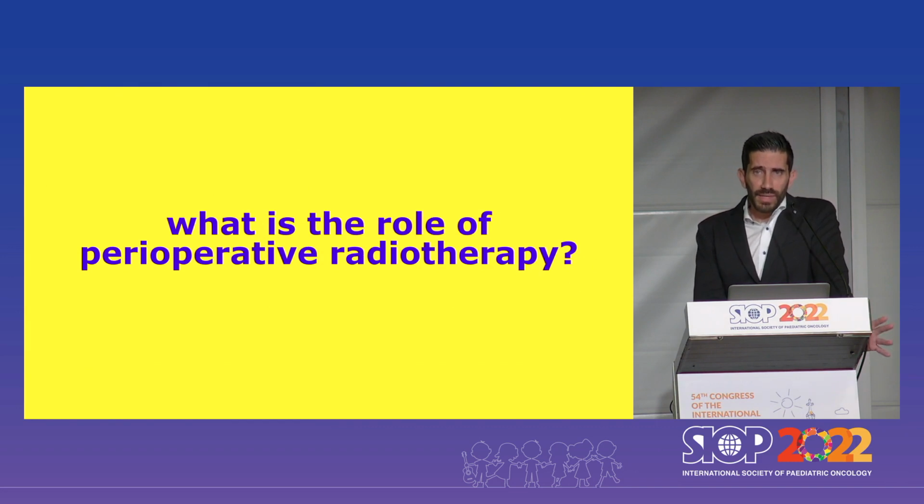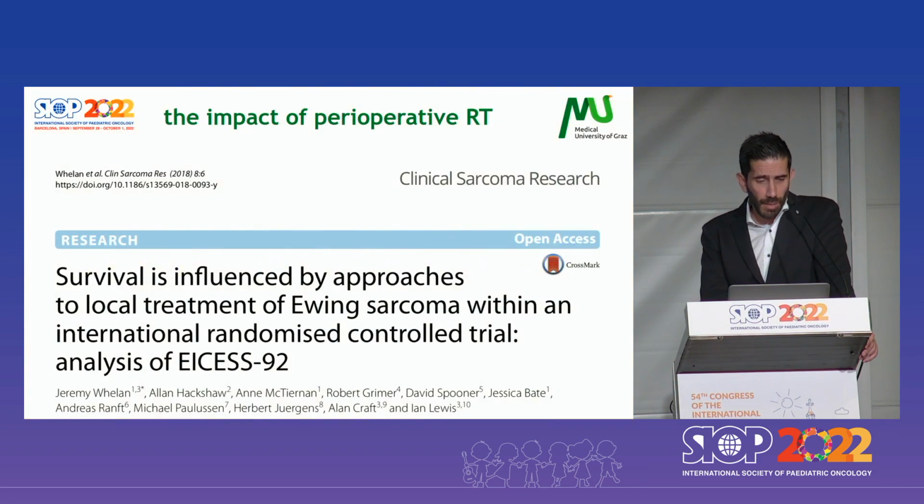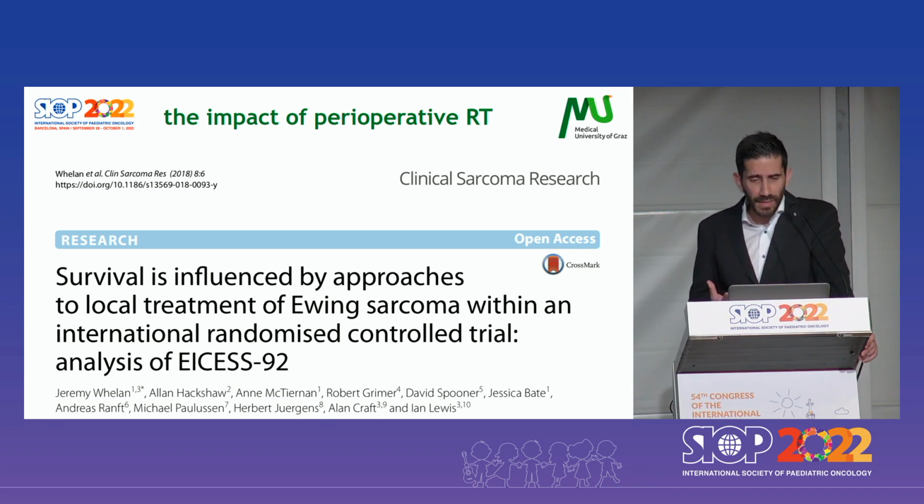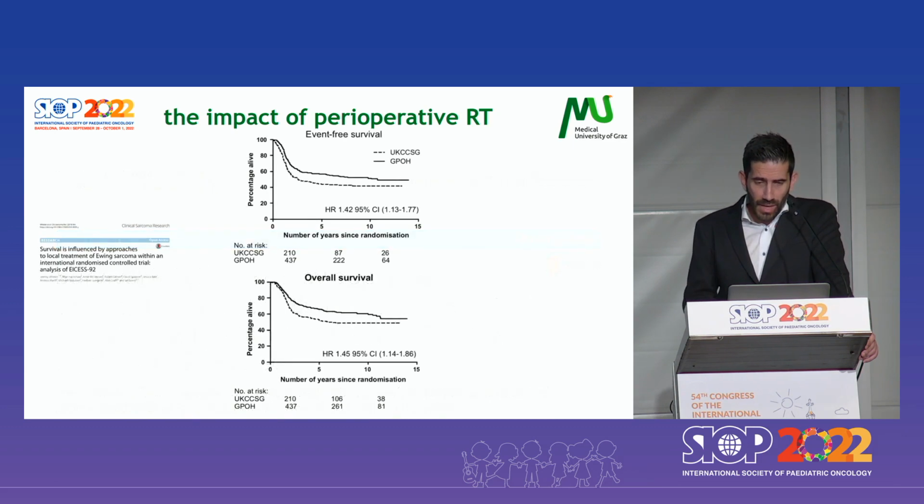Contrary to what these two reviews and meta-analysis have shown, there is an argument for the role of perioperative radiotherapy in Ewing sarcoma. A couple of years ago, Jeremy Whelan published this very interesting study analyzing the survival of patients with Ewing sarcoma depending on the philosophies of the centers where they were treated. In the EICESS 92 study, both patients from the United Kingdom and from mainland Europe were registered.